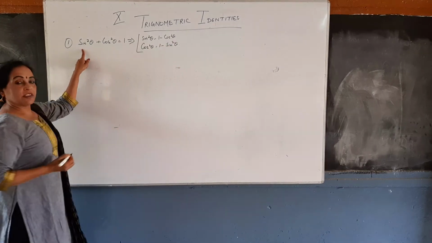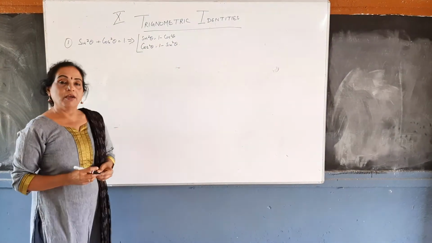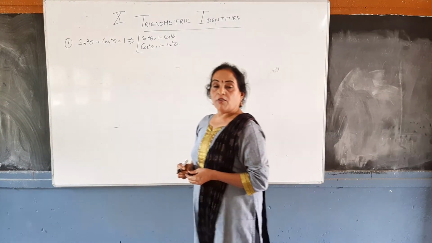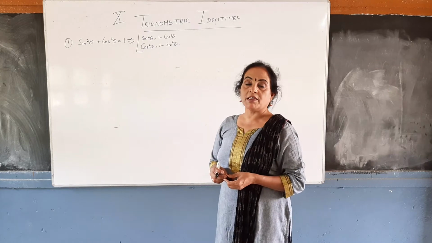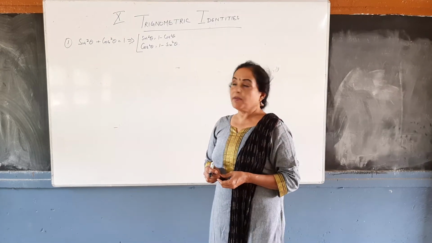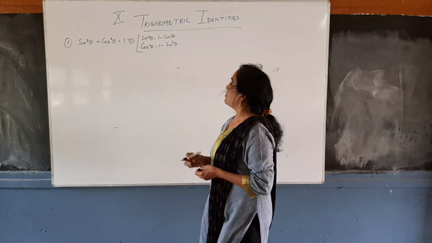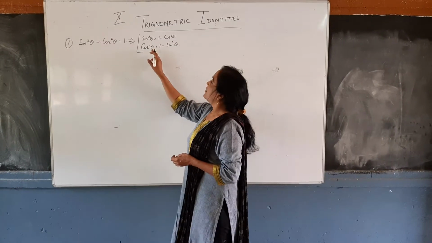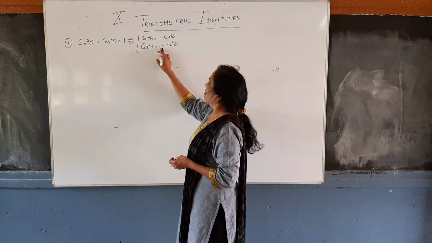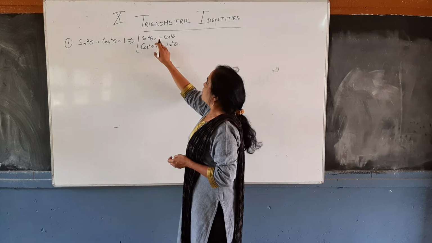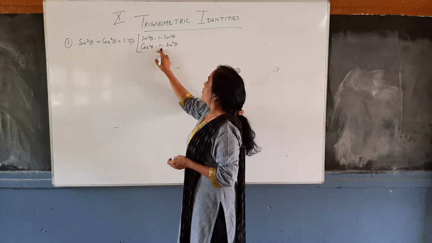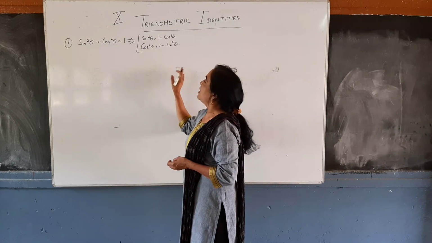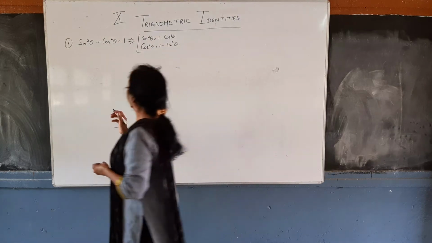Here, what is the first identity? It is sin square theta plus cos square theta equal to 1. And from here we can find, suppose we want sin square theta. If 1 minus cos square theta is given, we can replace it by sin square theta, or if 1 minus sin square theta is given, we can replace it by cos square theta. This is our first identity.